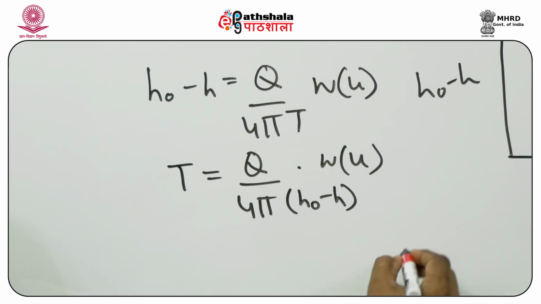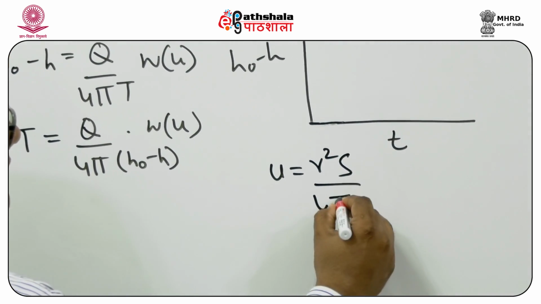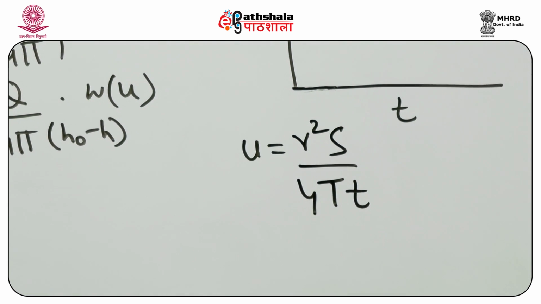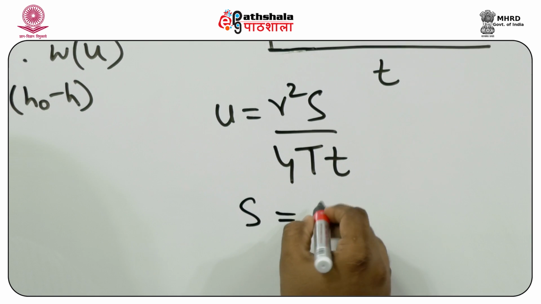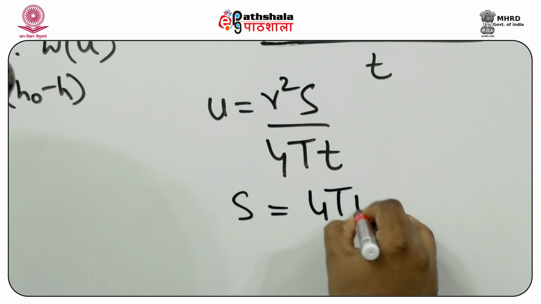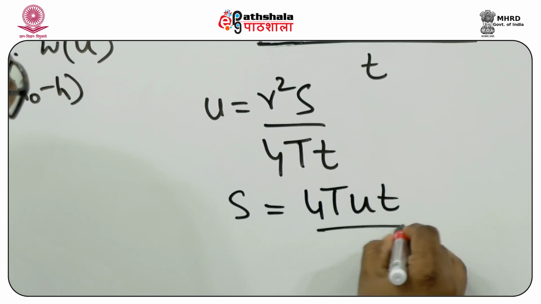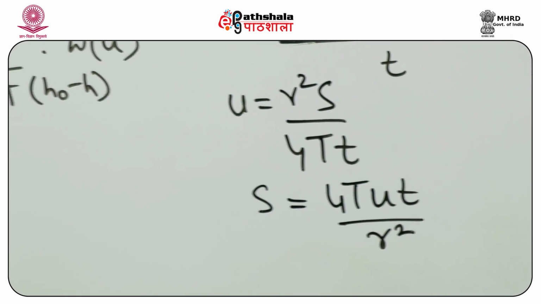How? Because we know the value u is equal to r squared S by 4Tt, where t is time. So what we can do is rearrange this equation and write S equals 4Ttu by r squared, okay? So here, what is the solution to this?